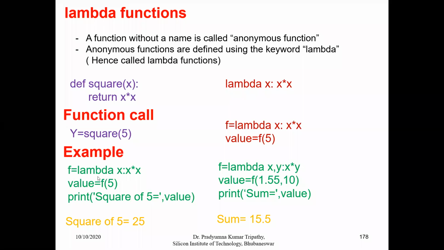Now, how are lambda functions used? Suppose I write f is equal to lambda x colon x into x. That means x is the parameter and it should return x into x. Then I write value equals f of 5, so 5 is the argument, and it returns 25. I may also write lambda x comma y colon, which means it takes two parameters, and you can multiply, add, or whatever you want. I pass two parameters and it displays the result. Is it understood what a lambda function is?